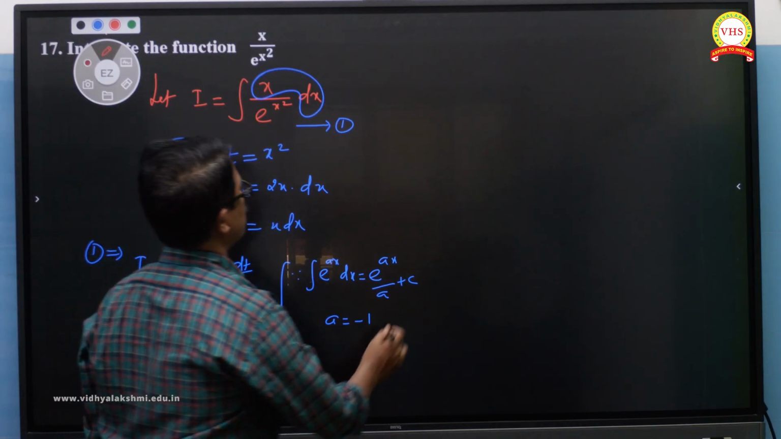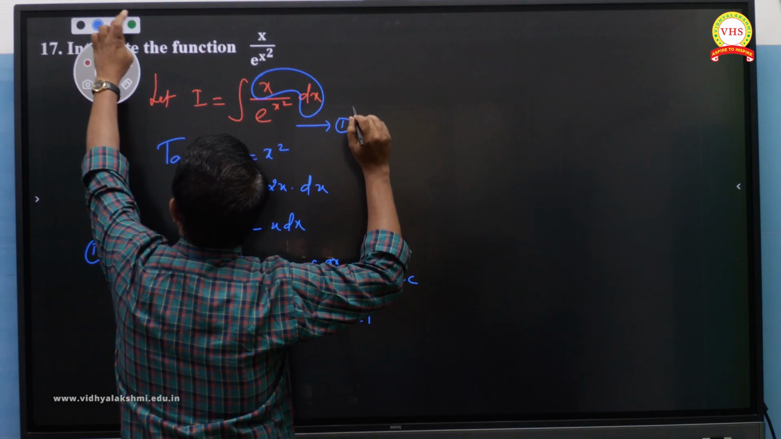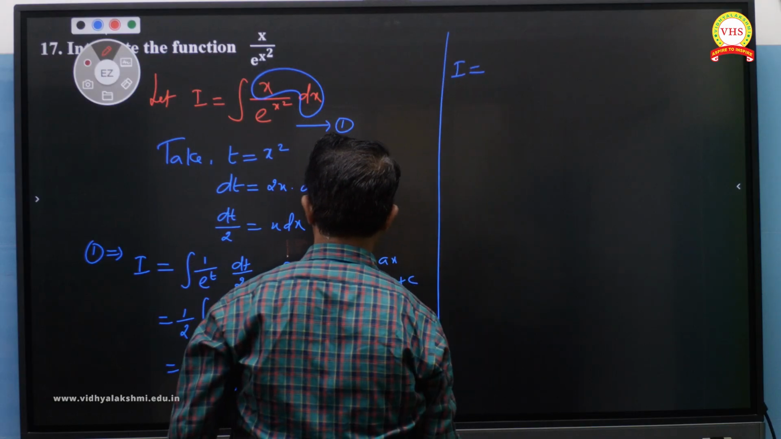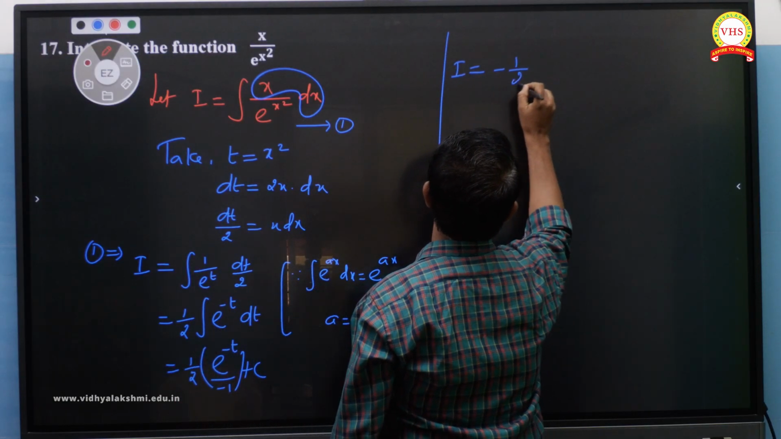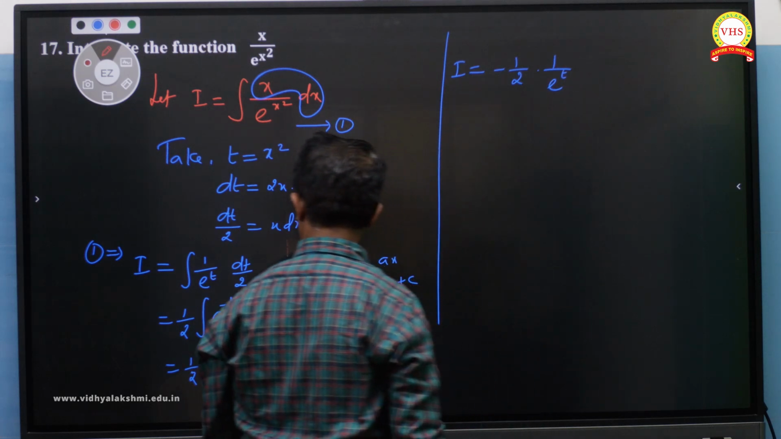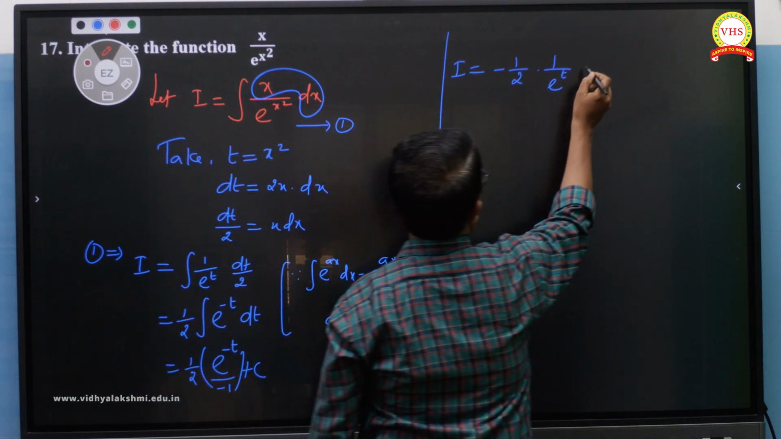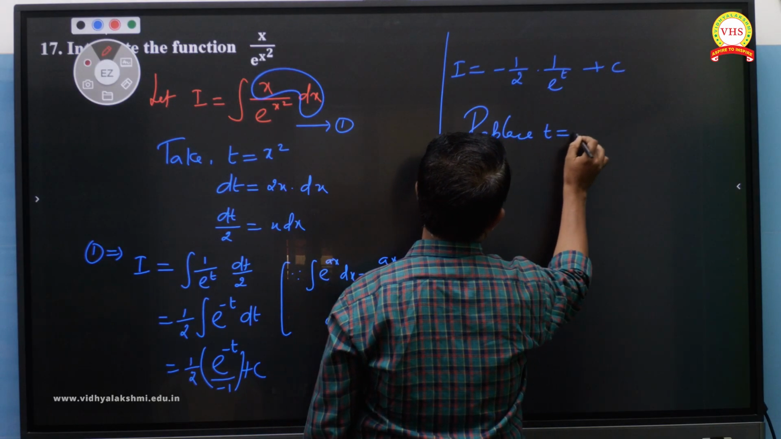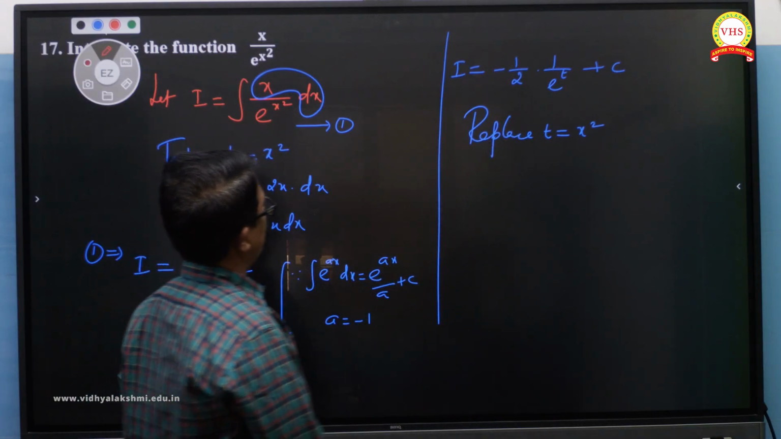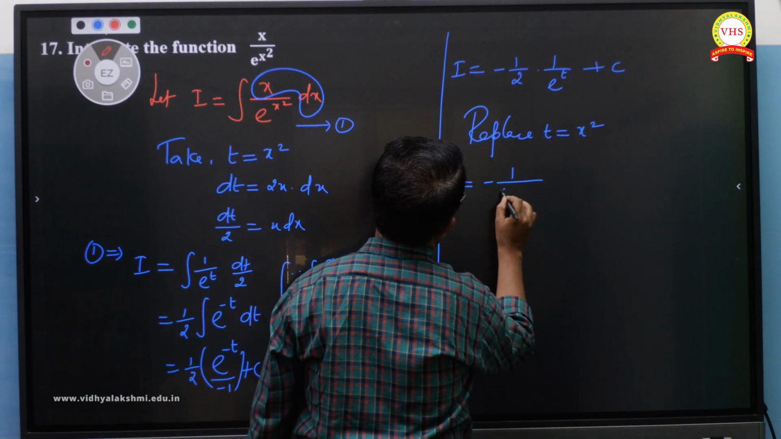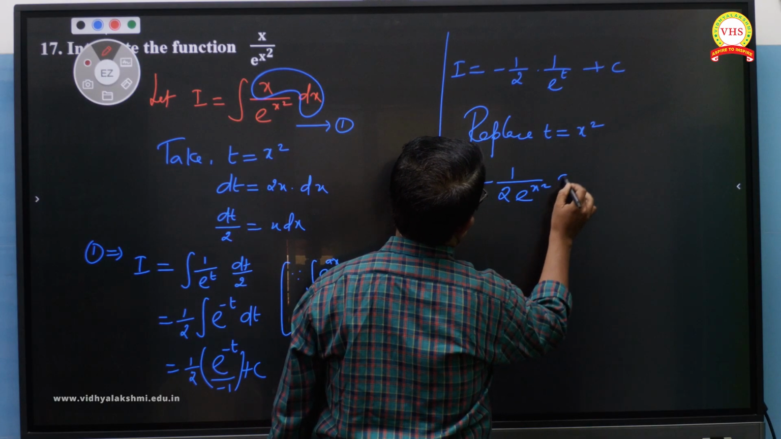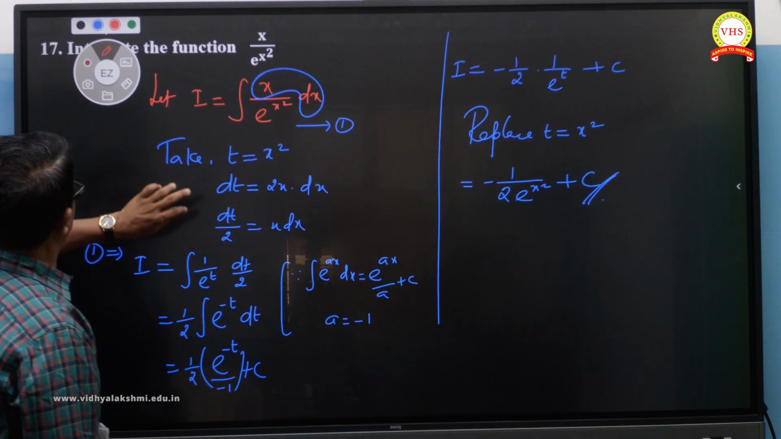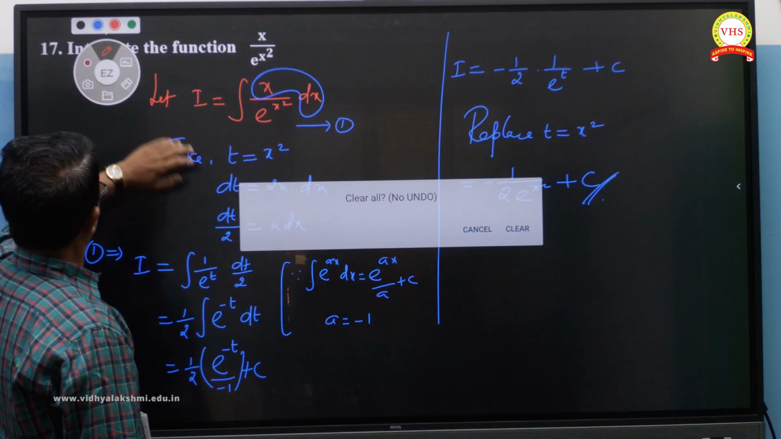Now the minus is taken outside. What is the remaining answer here? Therefore I equal to minus 1 by 2 into 1 by e power t plus c. Yes, replace the t value; we assigned x square, isn't it? Now this is minus 1 by 2 into 1 by e power x square plus c. This is the answer for the given question. Okay, now we will move on.